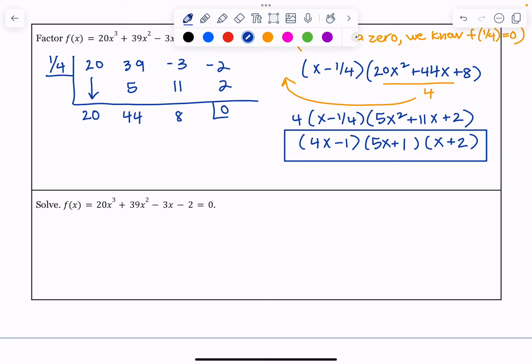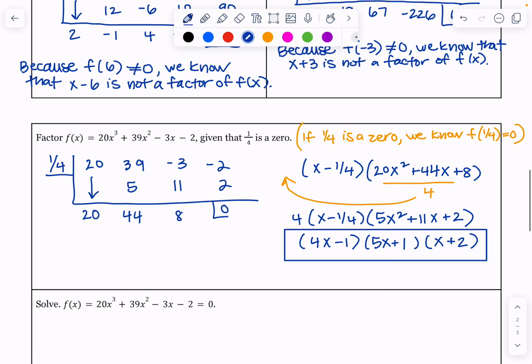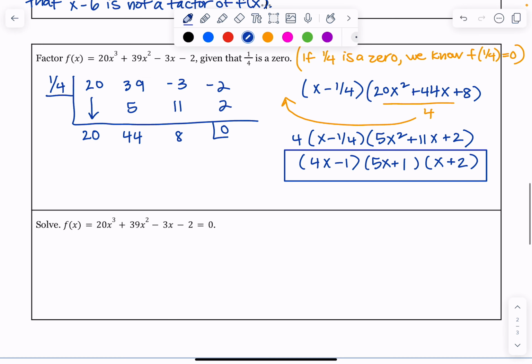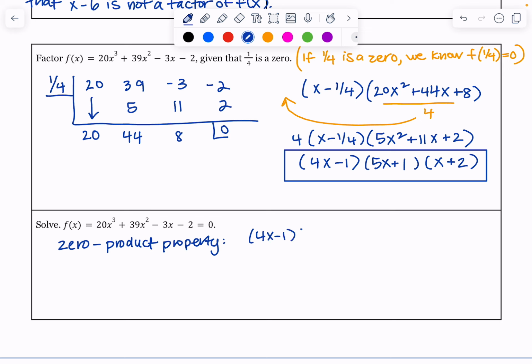And then this last section says solve. F of x equals 20x cubed plus 39x squared minus 3x minus 2 equals 0. And notice that's the same polynomial given. So we can use our factored form. And we're going to use the zero product property to solve that. So what that means, if you don't remember, it says that we have 4x minus 1 times 5x plus 1 times x plus 2 equal to 0.